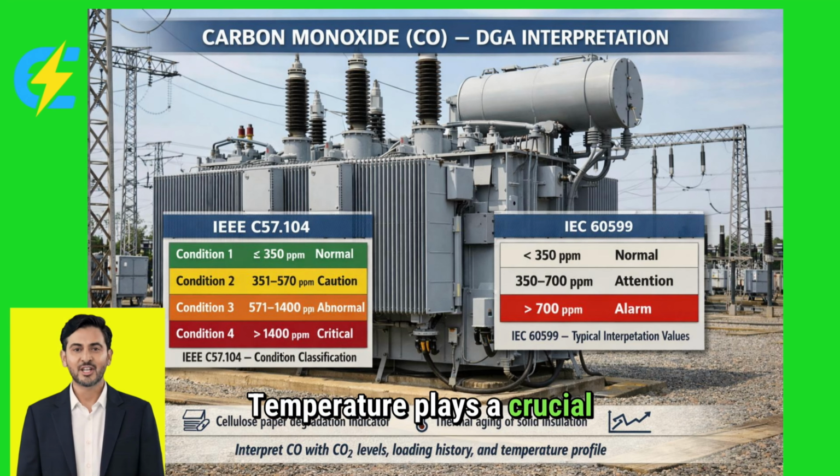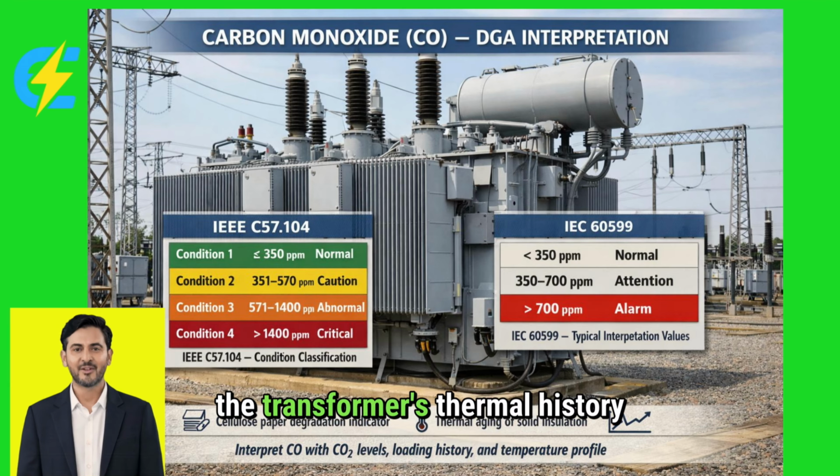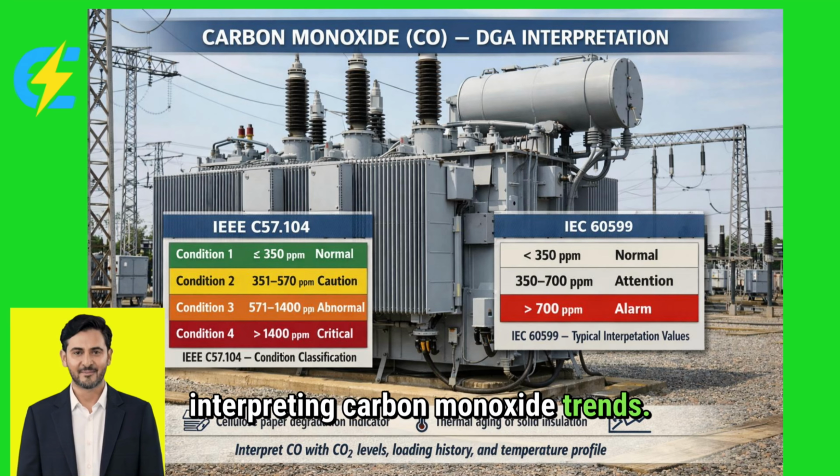Temperature plays a crucial role in carbon monoxide generation. Even a 10-degree increase in operating temperature can significantly accelerate the rate of cellulose degradation and carbon monoxide production. This is why understanding the transformer's thermal history is so important when interpreting carbon monoxide trends.